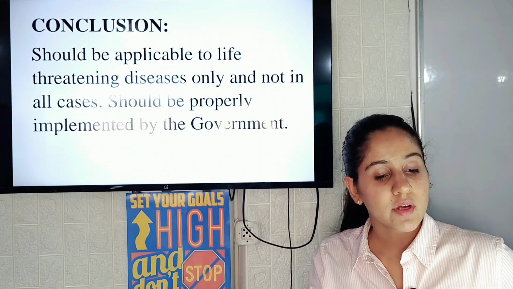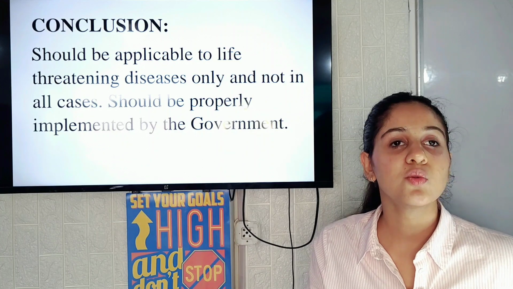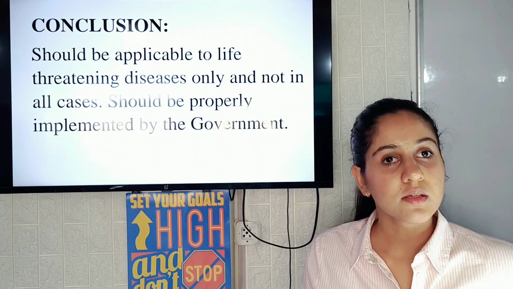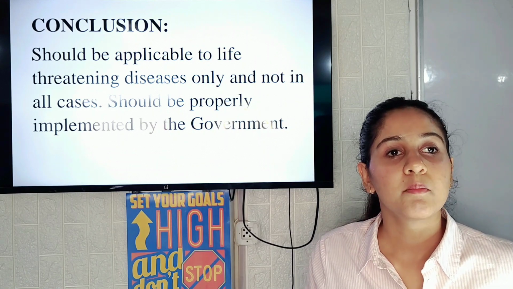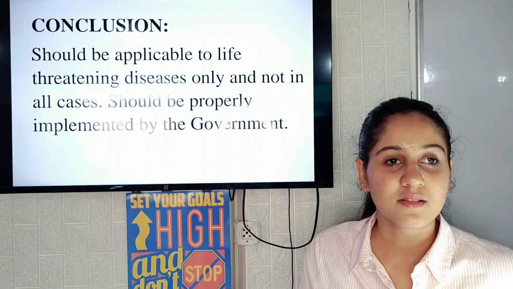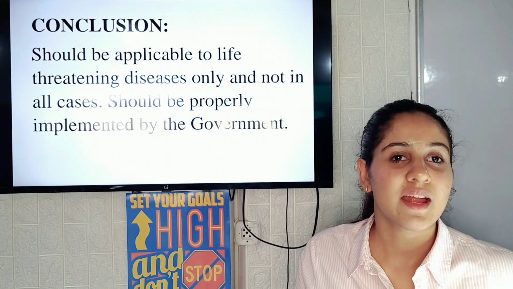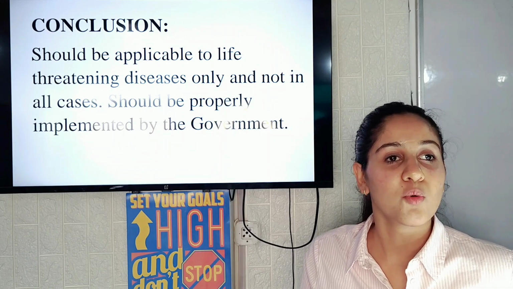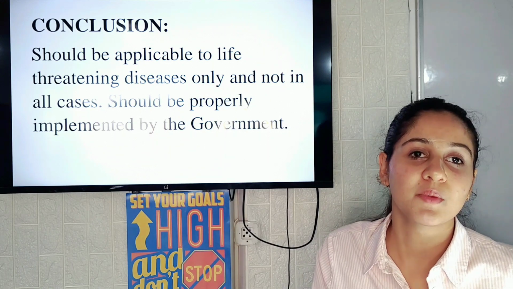So what I am trying to say in the conclusion is that there is no harm in making euthanasia a legal practice, because definitely it can benefit some individuals, it can benefit some old persons from that relentless, endless pain. So it can save them a lot, and moreover it will help the family members as well.